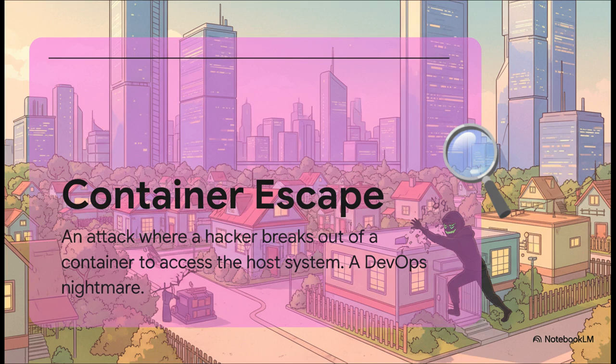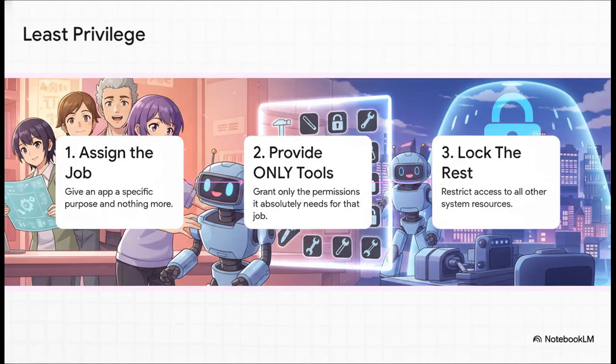It's basically a bug or a flaw that lets an attacker punch through those thin container walls and get access to the main computer underneath. And from there, well, they could potentially attack all the other containers on that same machine. It's bad. So how do we stop this from happening?